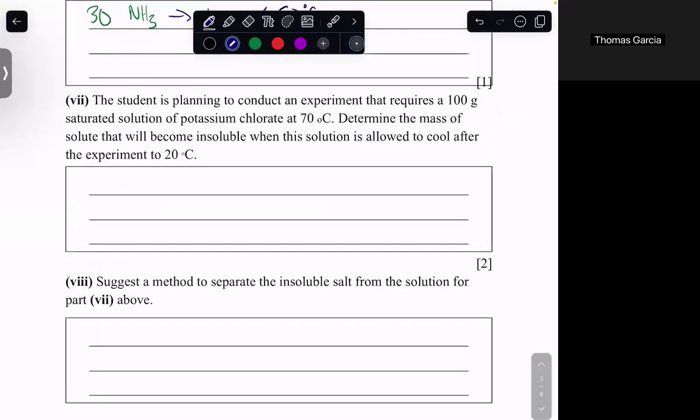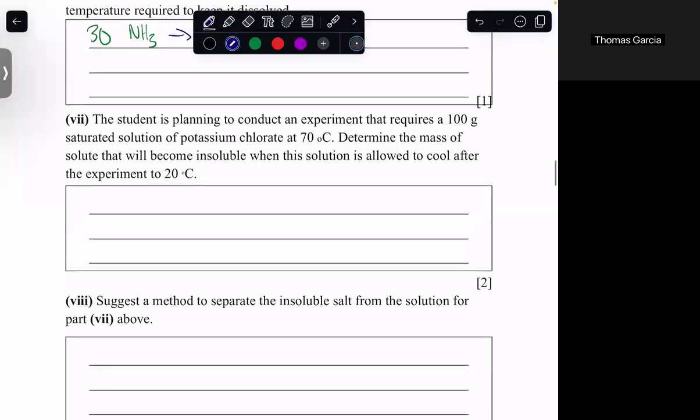All right. 7. The student is planning to conduct an experiment that requires 100 grams of saturated solution potassium chlorate at 70 degrees Celsius. Determine the mass of solute that will become insoluble when this solution is allowed to cool after the experiment to 20 degrees Celsius. So this one has a couple parts. Unfortunately, we can't just make the assumption that 100 grams is the whole solution because mass and volume don't work out.